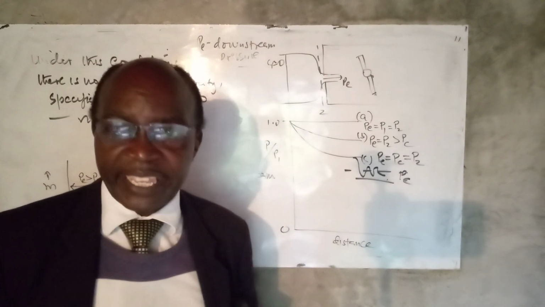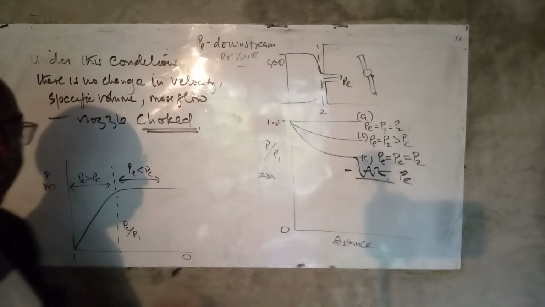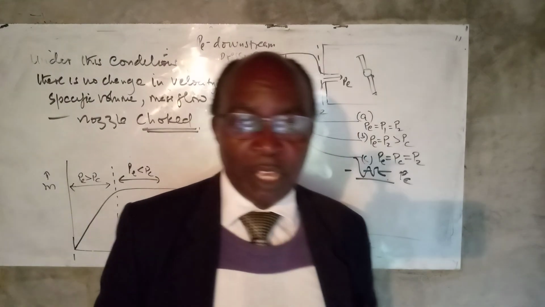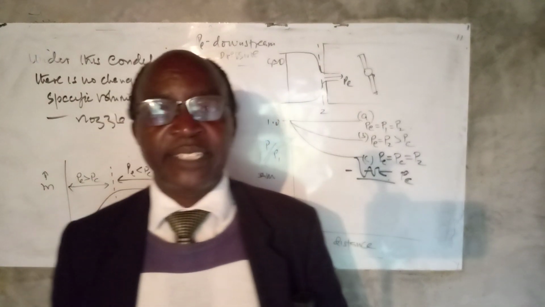We will look at convergent-divergent nozzles and see what happens when the downstream pressures differ from the pressures corresponding to the dimensions of the nozzle. We'll discuss that in our next lectures.